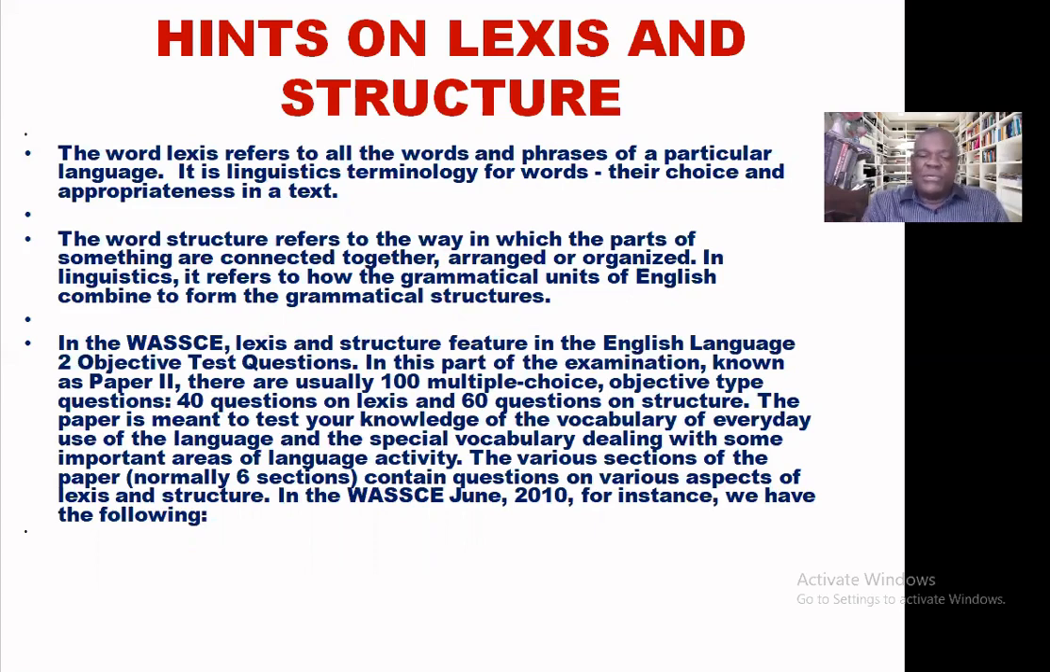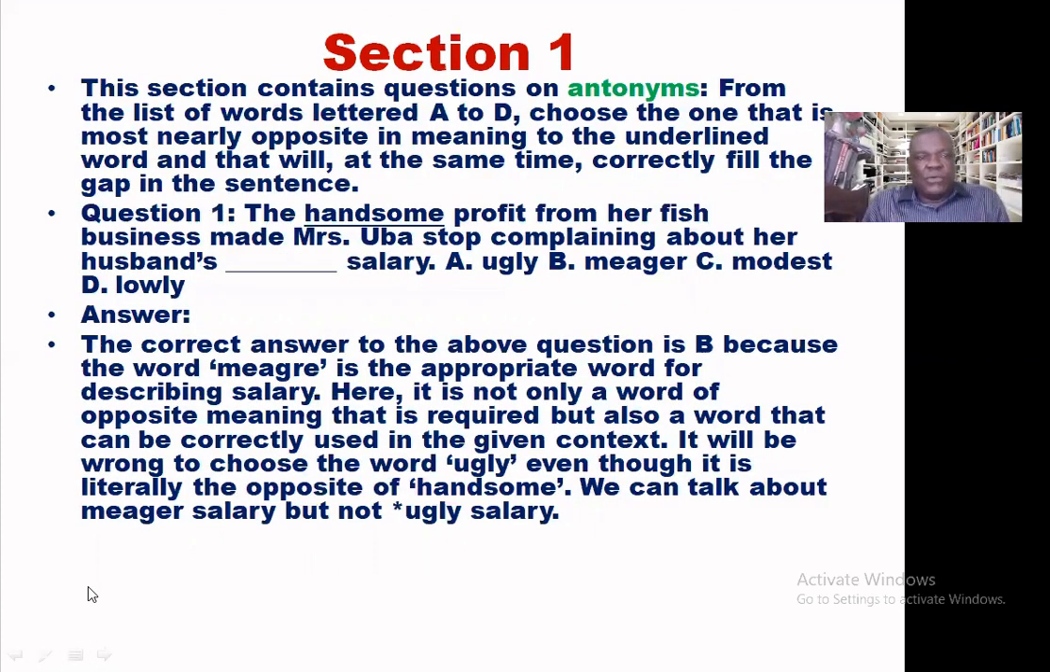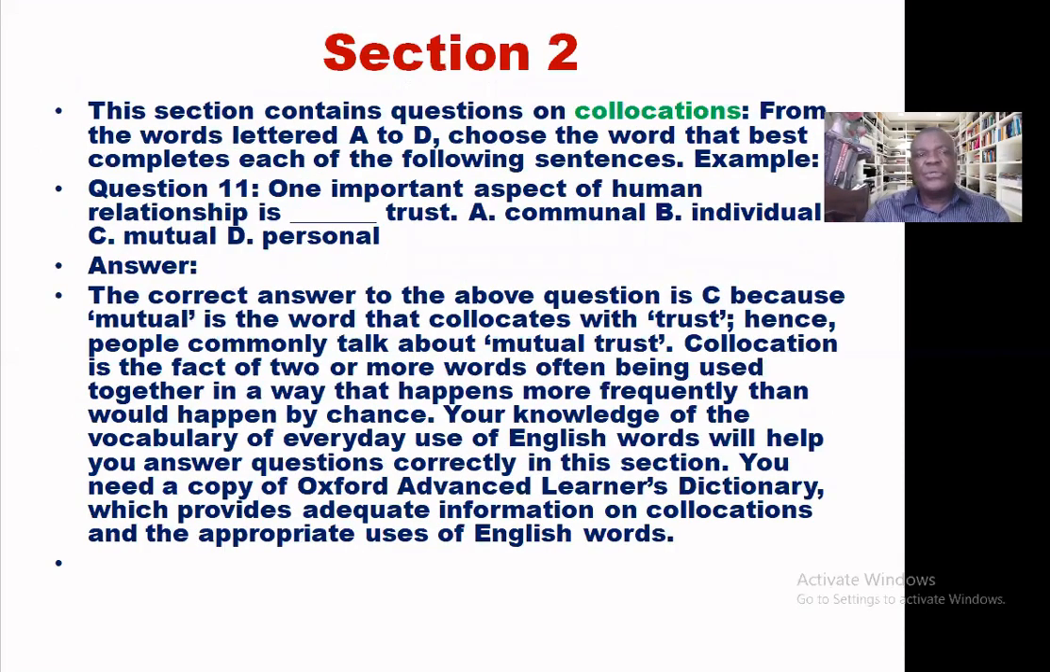We are going to illustrate with the June 2010, and we look at section 1. This section contains questions on antonyms. Antonyms are words opposite in meaning. You can pause on each of these and read up the notes I have included here. Section 2, this section contains questions on collocations.